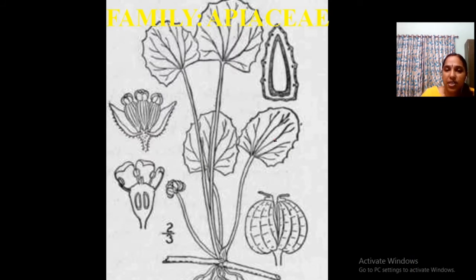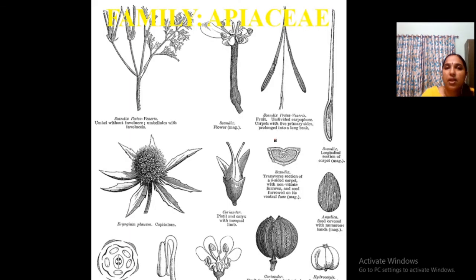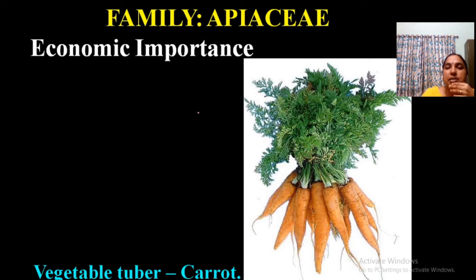Look at the Centella plant. These are the different types. Most of them are not in our area, but this is Eryngium. I can't remember the Malayalam name of the plant. Eryngium is available on our campus. And now the economic importance.